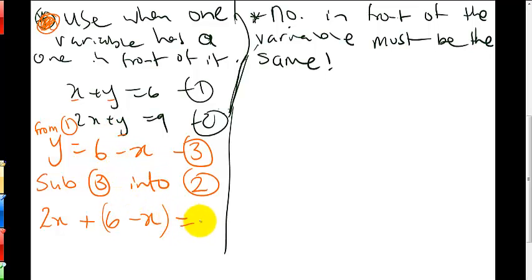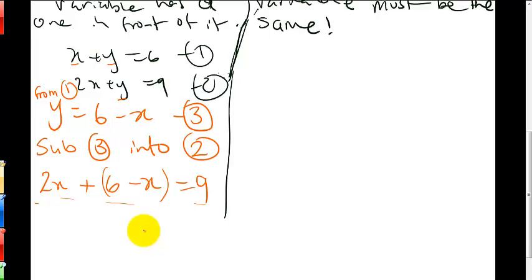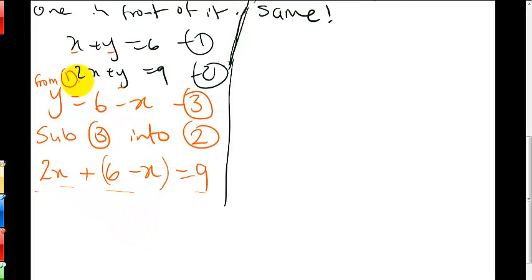Now if you have a look at this line, just have a look at this line for a second. Do you like that line? But do you like this? Or did you like 2x plus y equals 9? Which one do you think is better? You really reckon this one's better?